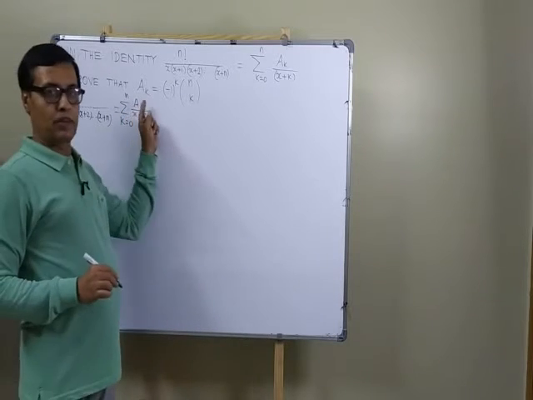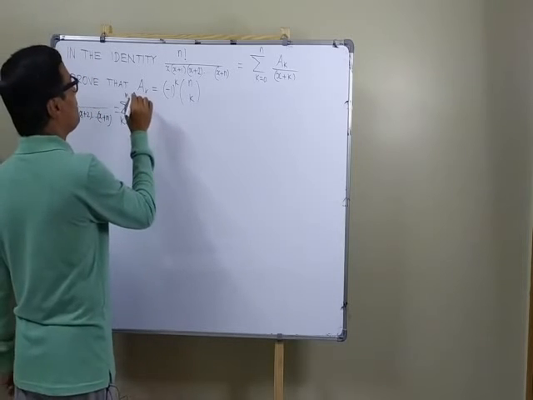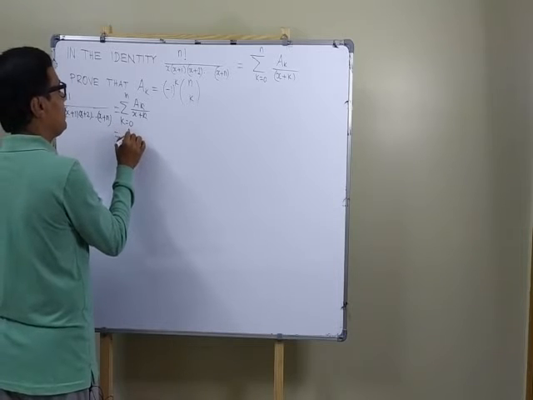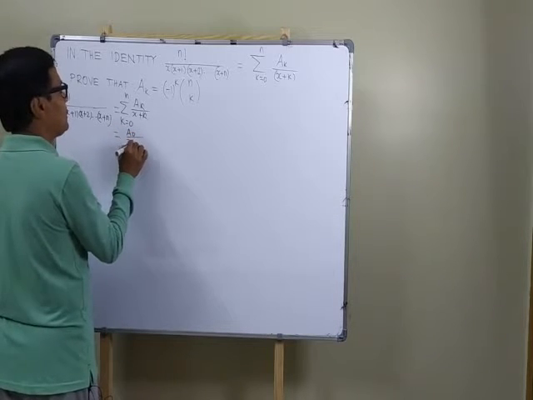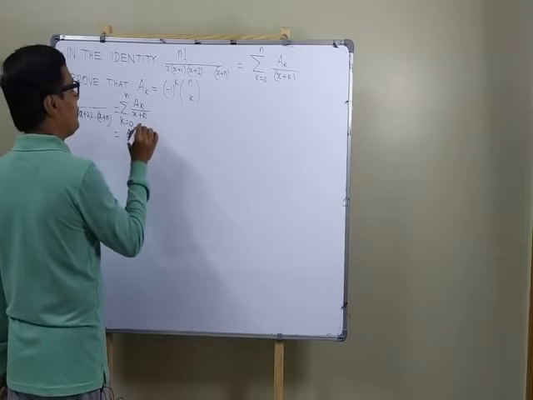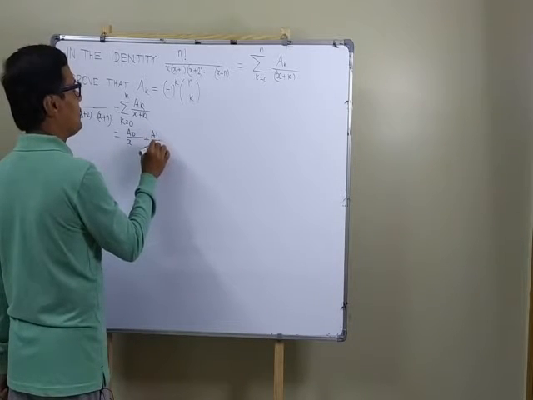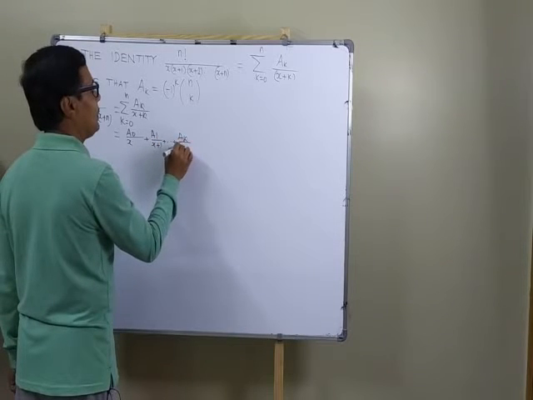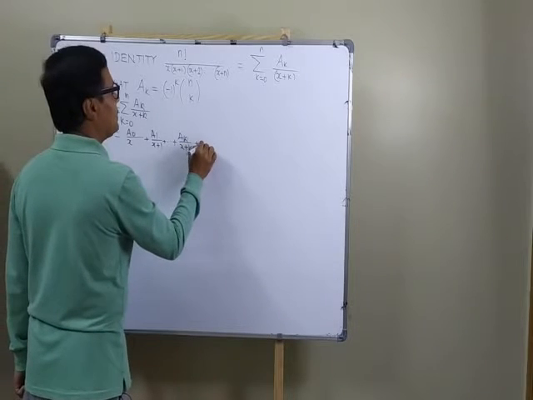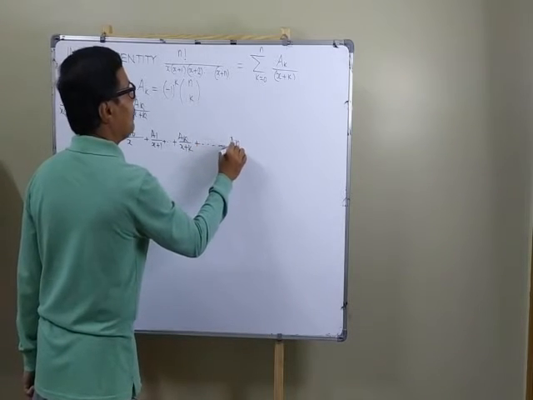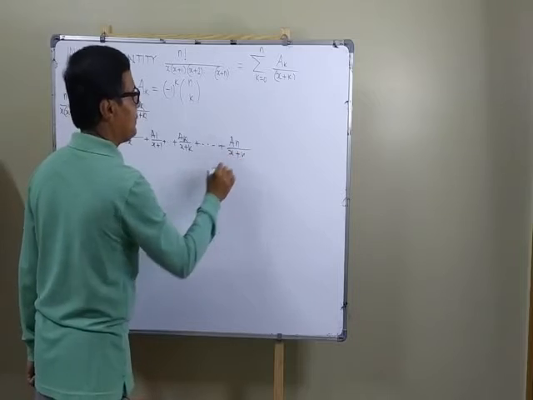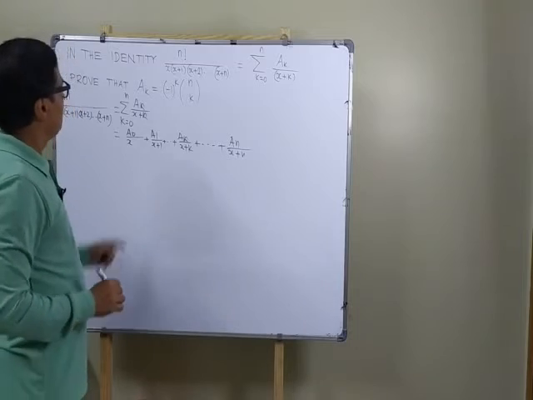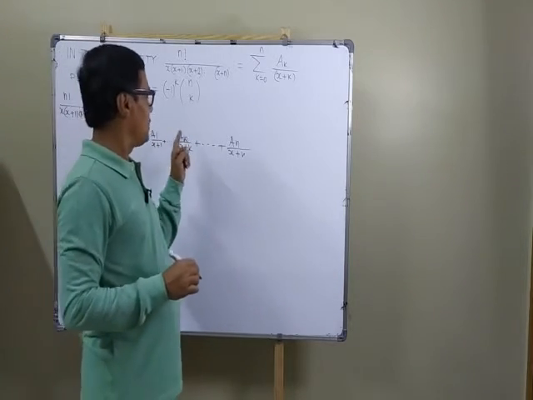We can expand this summation. By expanding this summation we get a0 for k equal to 0, over x plus 0, that is x, plus a1 over x plus 1, dot dot, ak over x plus k, plus dot dot, an over x plus n. This is the expansion of this summation. We can also sum up the terms of this series.